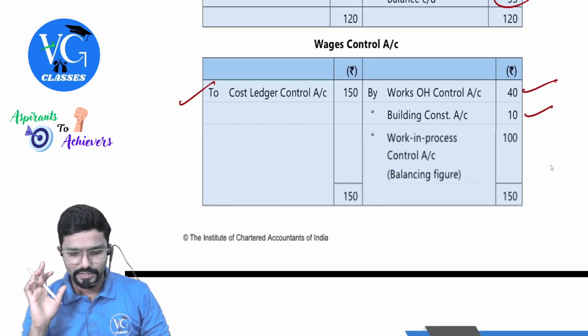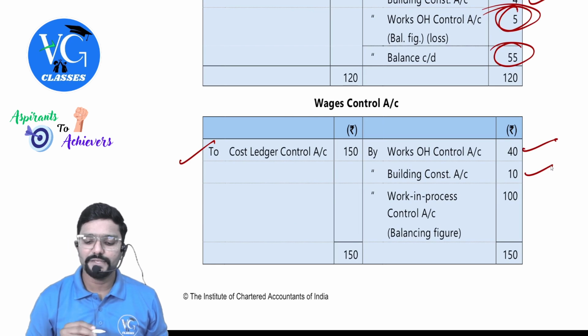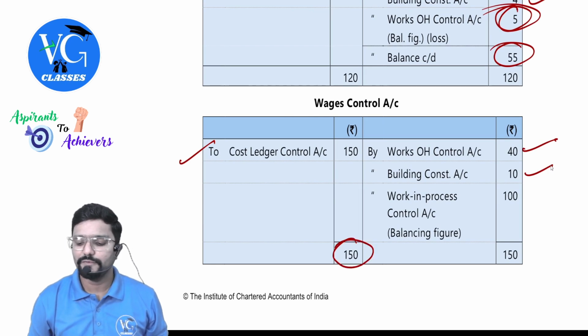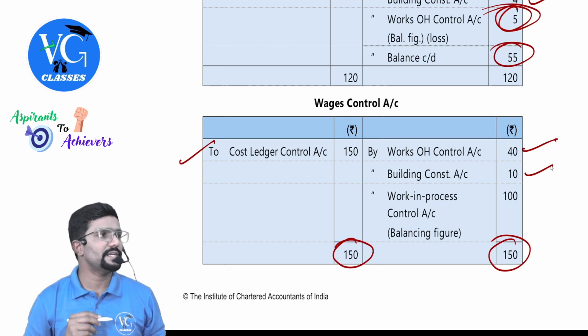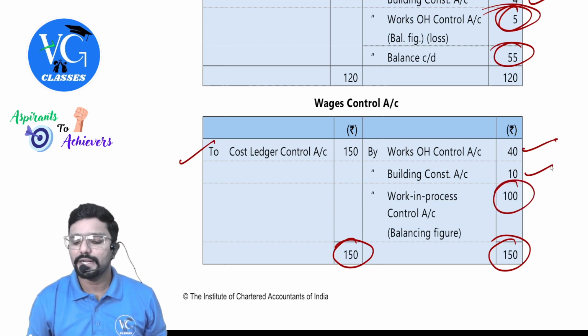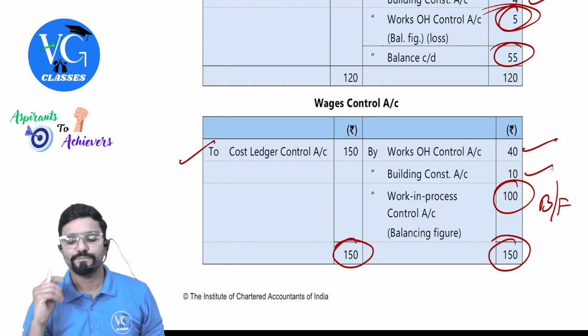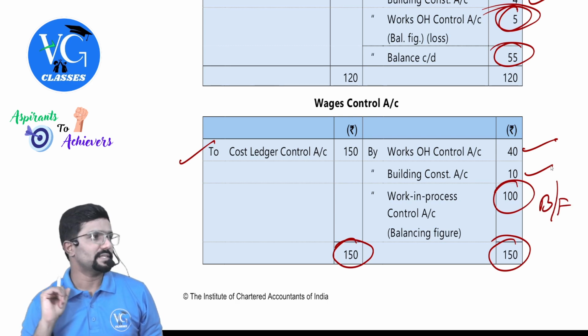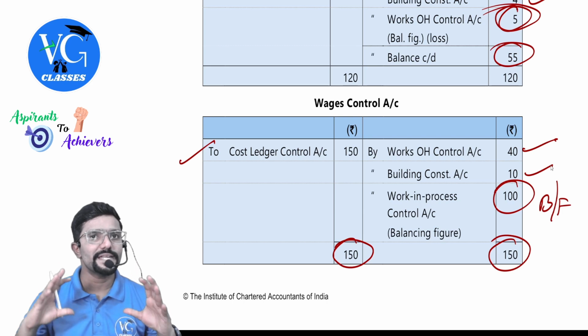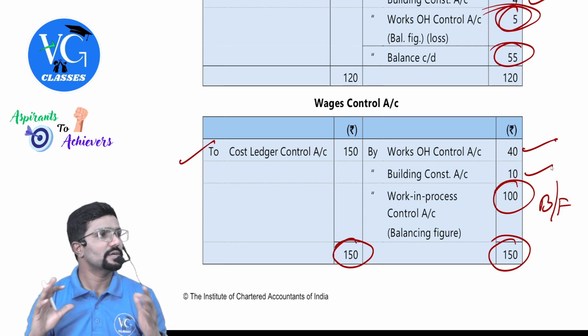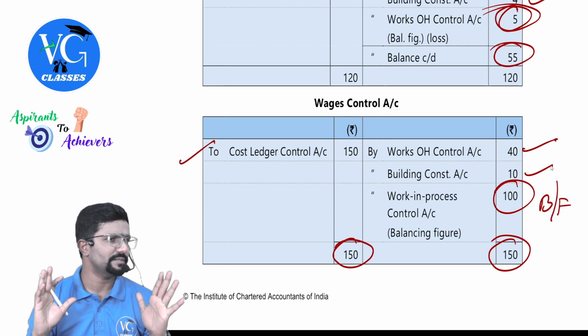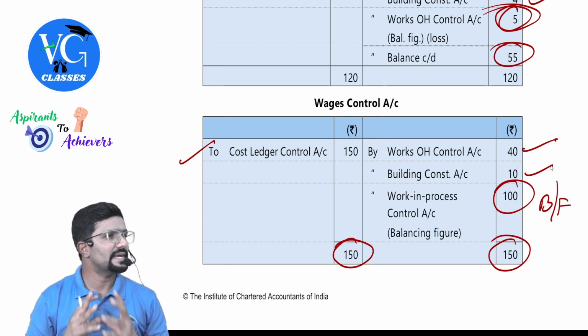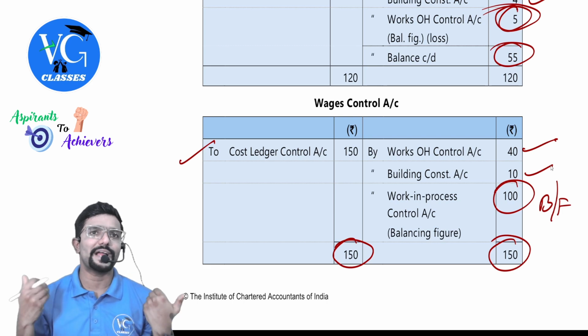Okay, so where is wages? Last one, the balancing figure. Try to tally: debit side 150, credit side 150 should be there. That means 100 is the balancing figure, work in progress. Guys, see how to post each and every entry and how to close. Closing of accounts is always at the end only. Close all the accounts at the end, but here I am just going account by account.